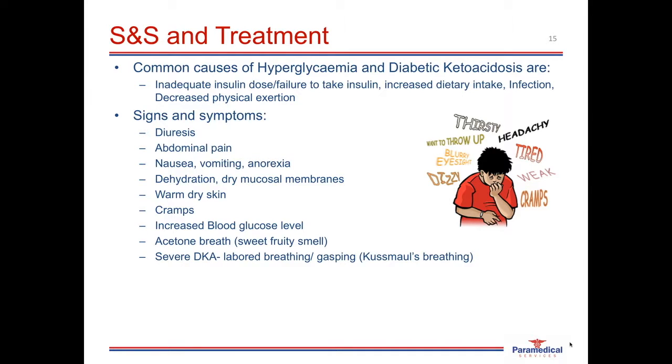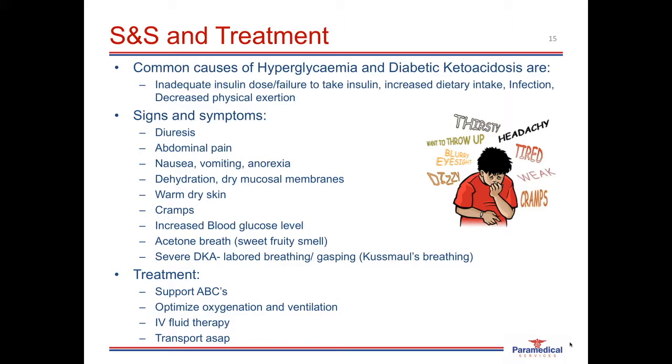Signs and symptoms may include diuresis, abdominal pain and cramping, nausea, vomiting and anorexia, dehydration and dry mucous membranes, warm, dry skin, cramps in skeletal muscle, an increased blood glucose level when you check it on the glucometer, acetone breath, so there may be a sweet or fruity smell on the breath, and in severe DKA there may be labored breathing and gasping called Kussmaul breathing.